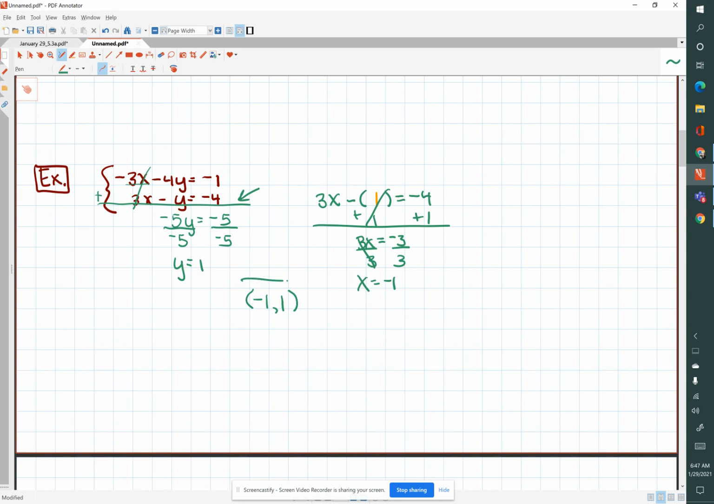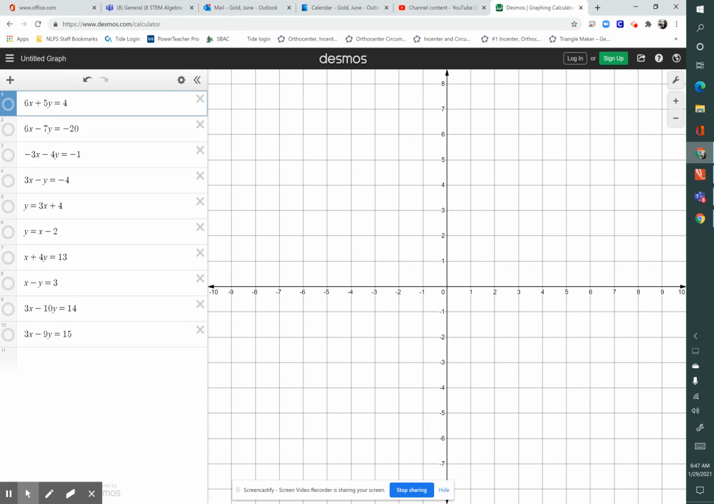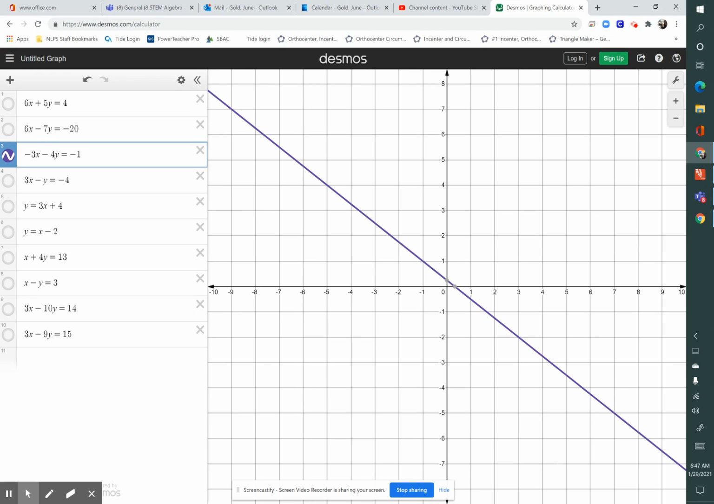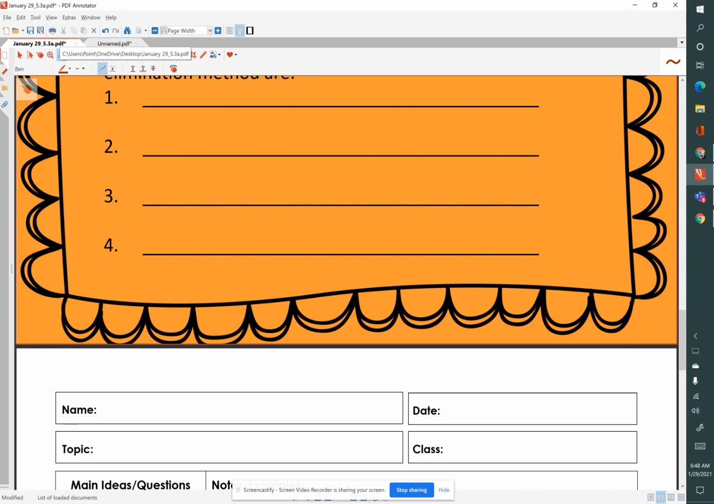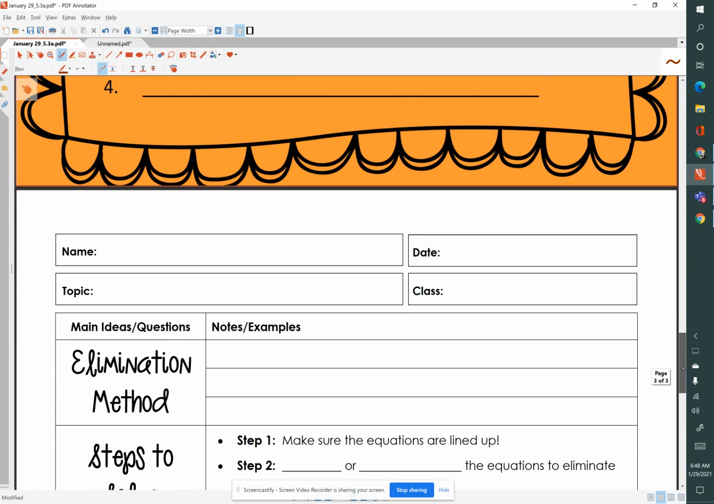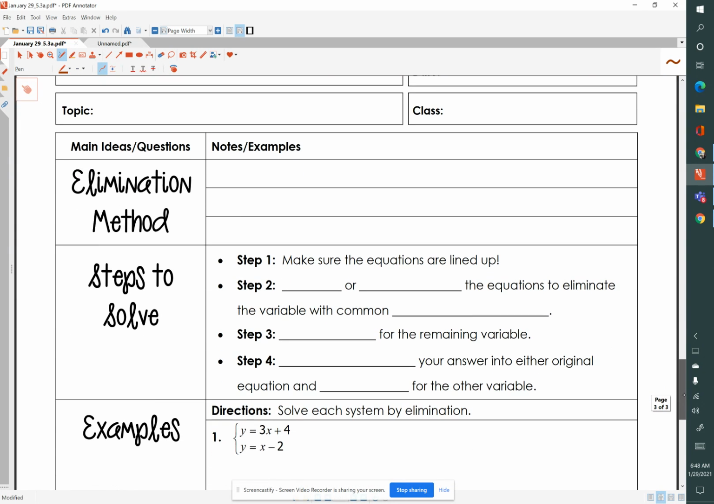And again, let's check that out on Desmos. So it was negative 3x minus 4y equals negative 1, and 3x minus y equals negative 4. And here's our ordered pair. They intersect, and the solution to that system is negative 1, 1. So let's go to our work page, and let's continue our work here.